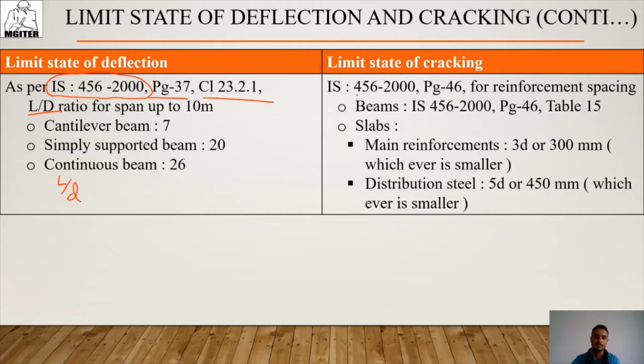For cracking, we have to follow IS 456:2000, page number 47. For the control of cracking, we have to secure reinforcement spacing. For the beam, we have to follow Table 15. For the slab, there is the main reinforcement and distribution steel. All these values you can find in the IS code, IS 456:2000.